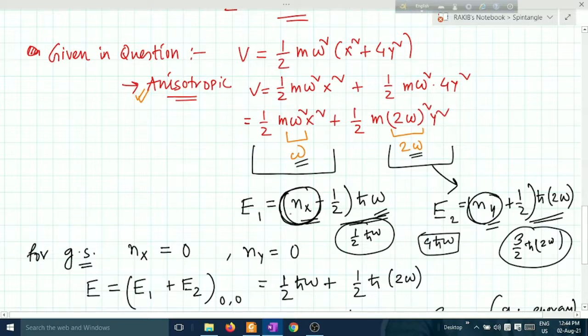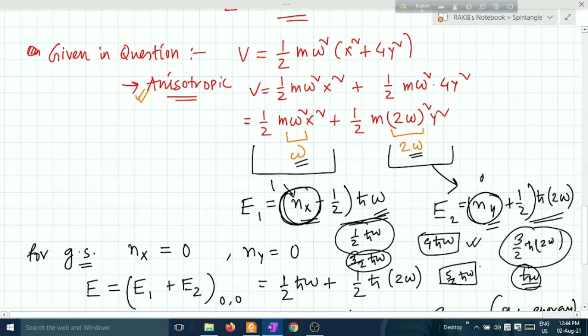Okay, let's check with another case, where nx equals 1. Sorry, nx equals 1 we have taken. This means here will be 3/2 ħω, and if we put 0 here, then here will be an ħω term in the second place. 3/2 ħω and ħω gives us 5/2 ħω.